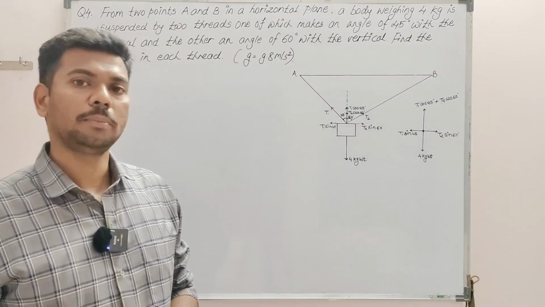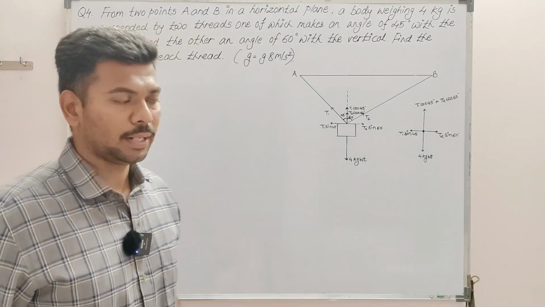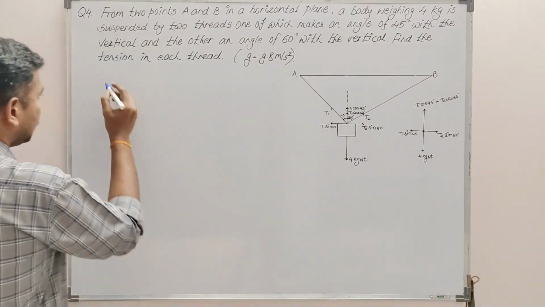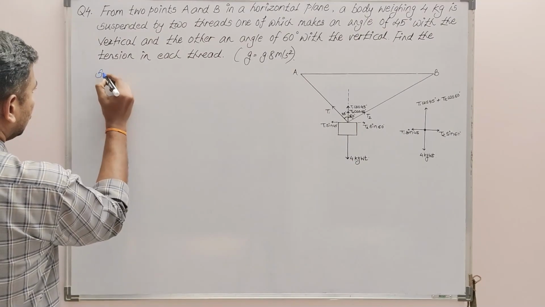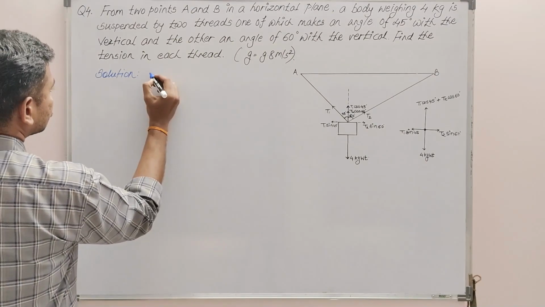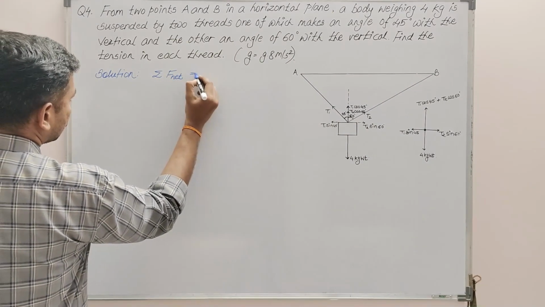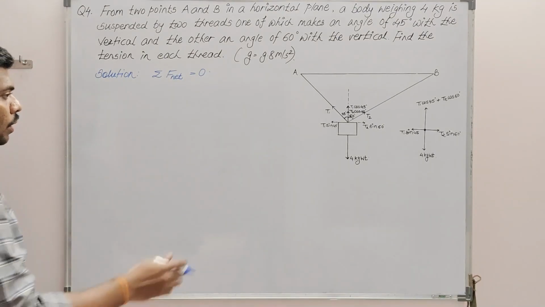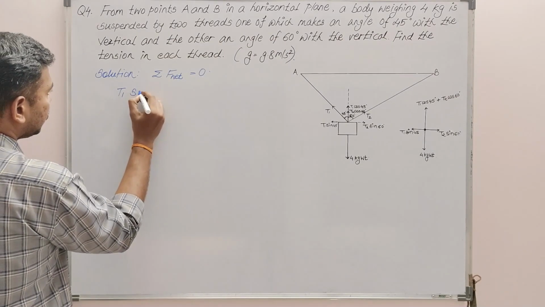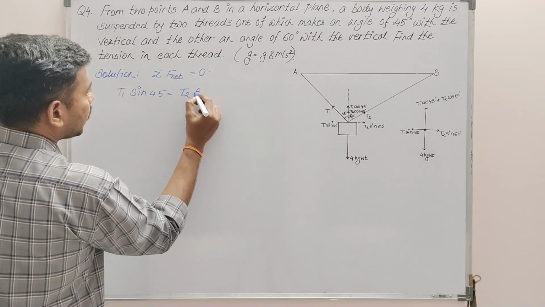Now, this equilibrium is translational equilibrium. There is no rotational equilibrium taking place. Hence, under the mechanical equilibrium, translational equilibrium takes place. So write down the condition for translational equilibrium. That is, the net force on the system is zero. Now using the free body diagram, we can write T1 sin 45 is equal to T2 sin 60.